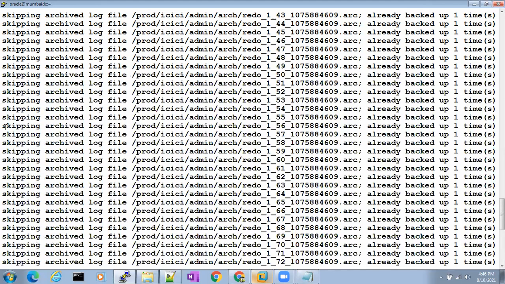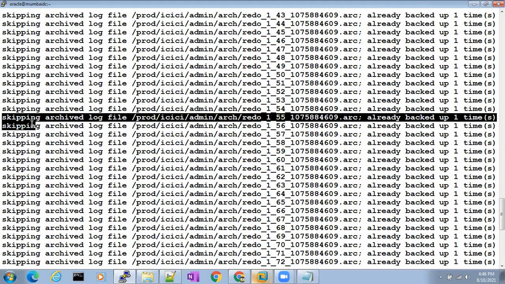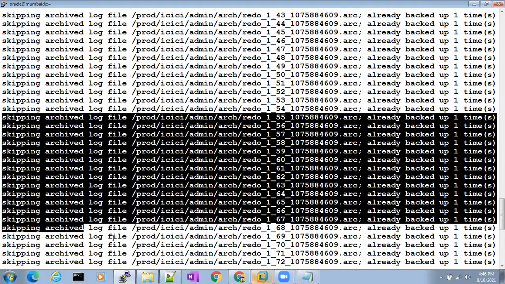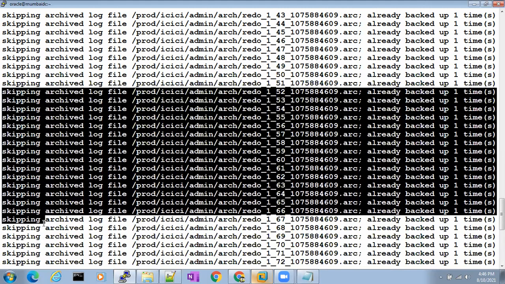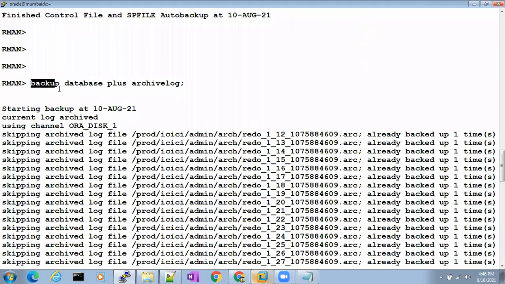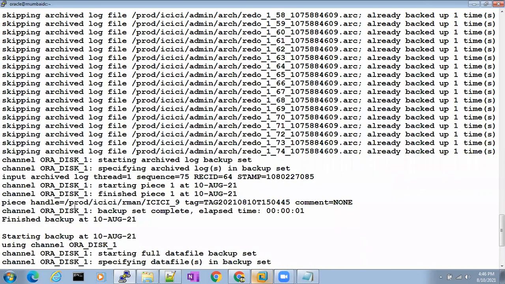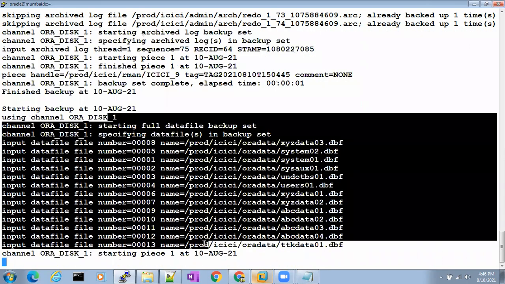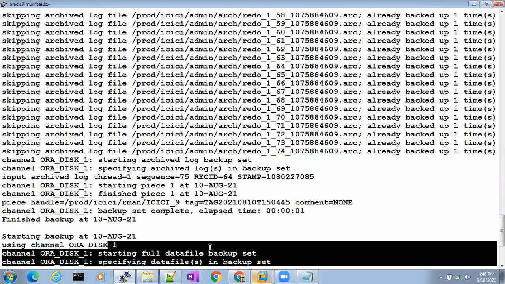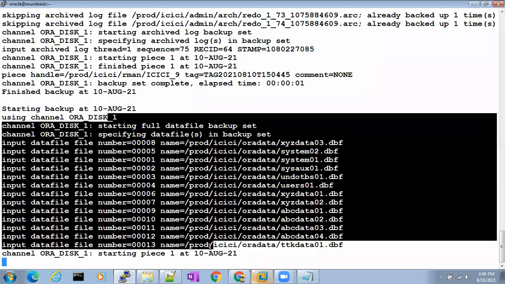Why has it skipped? Can anyone tell me? RMAN is very intelligent. Why is it skipping archive log backups? Why is it not taking archive log backup? I have given a command called backup database plus archivelog. It skipped the archive log backup and it is taking only the full control and data files. Why has it skipped the archive log backup?